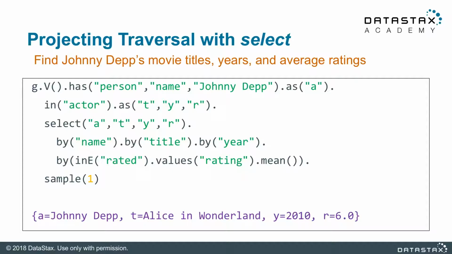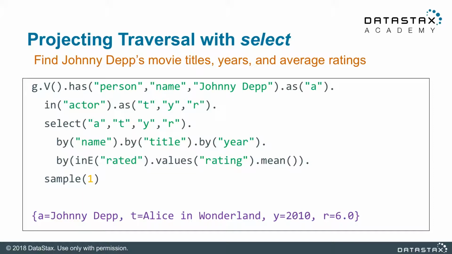The first 3 by modulators are the same as before. We're selecting the actor by their name, the movie by its title, and then the movie again by its year. And lastly, we need to find the ratings, or the average ratings, for each of these movies. And for that by modulator, we're going to do a traversal.